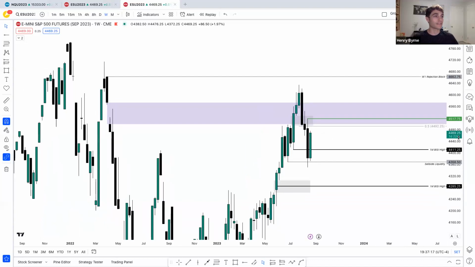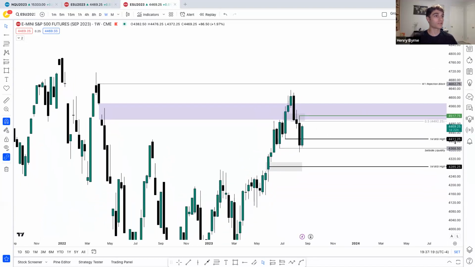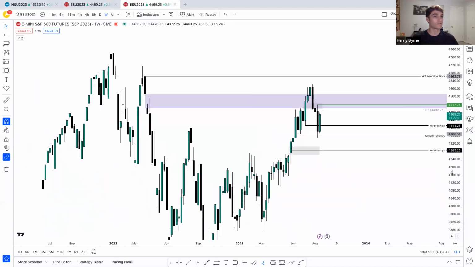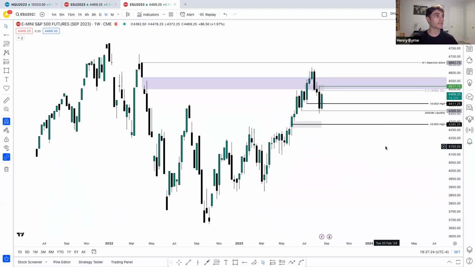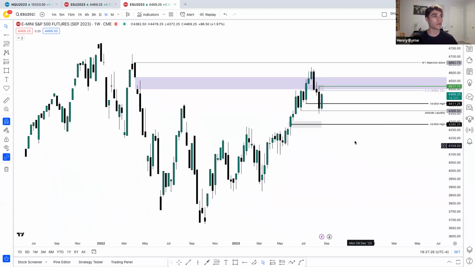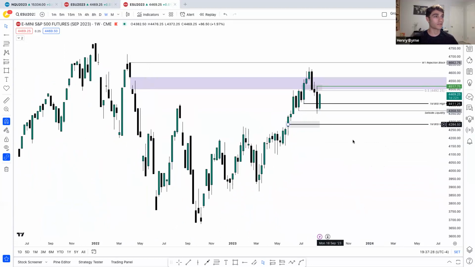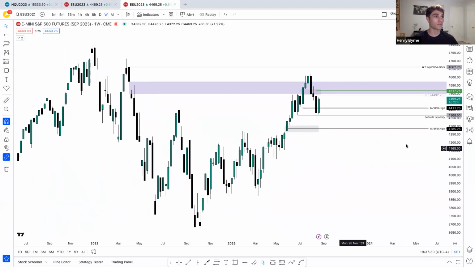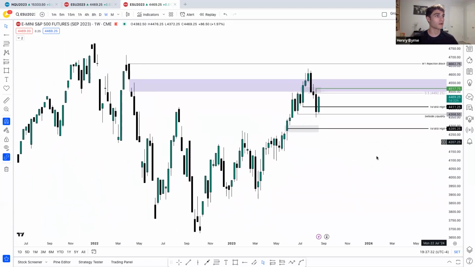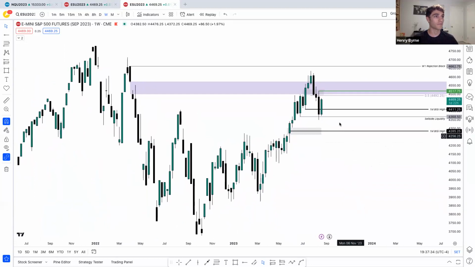All right, here on ES, we're starting with the weekly chart. So a bit more neutral on ES as well, just like we are on the dollar. But we'll just take a look at what's happened at the start of this week and where we could maybe go into this Thursday and Friday.